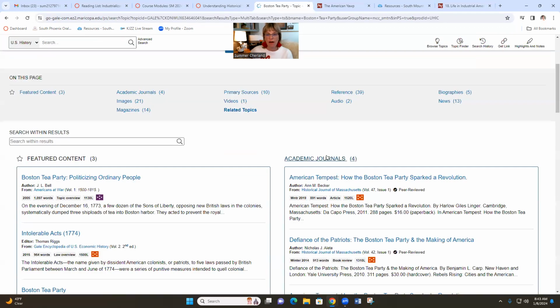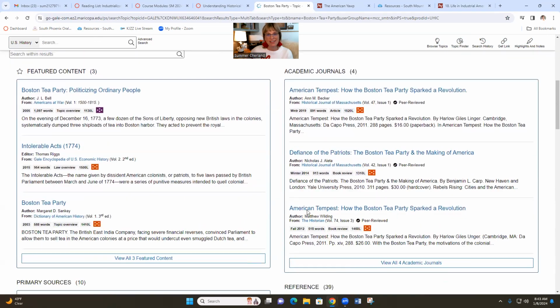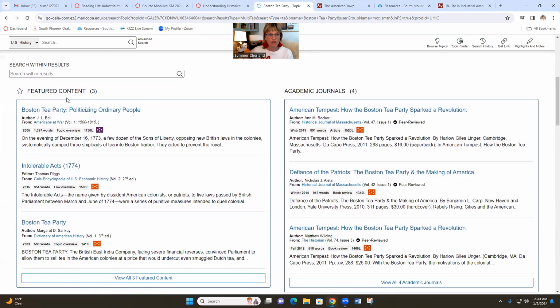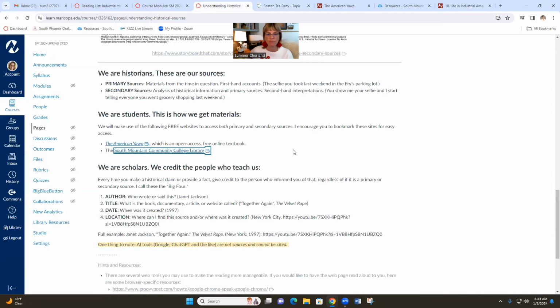And what I love about this is you can see right here, it organizes content by different types of source. So if you want a reference, that's a tertiary source. If you want a primary source, right? If you want more of a secondary source, right here. I just really love this database. So just get familiar with this if you want to play around.